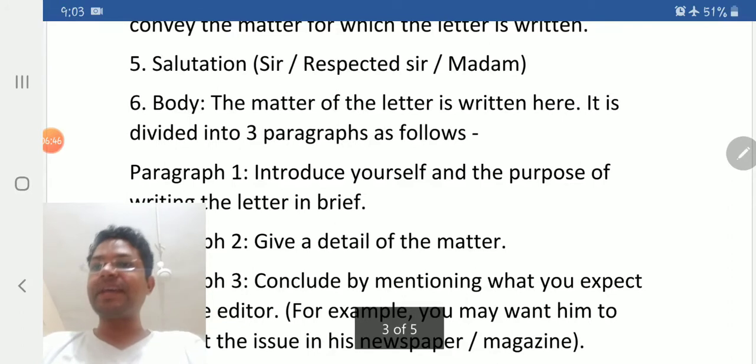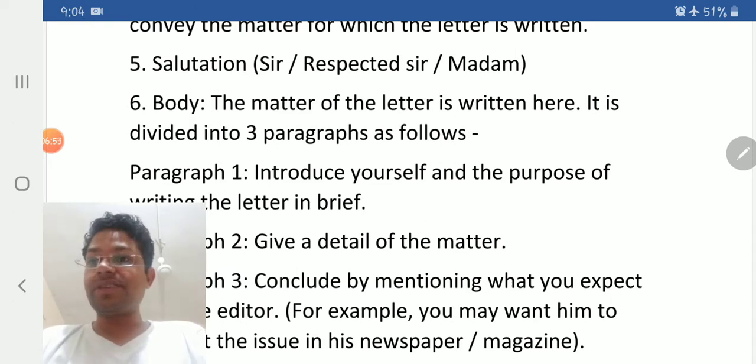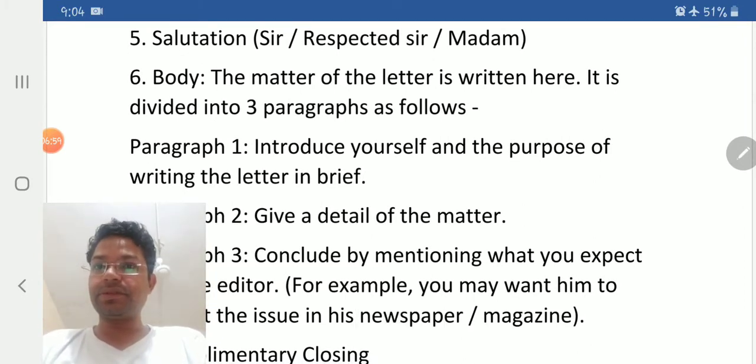Then number 6, that is the body part. Okay, now the body part is very, very important, because here you are writing your advice, your opinion. The matter of the letter is written here. Okay, it is divided into three paragraphs.